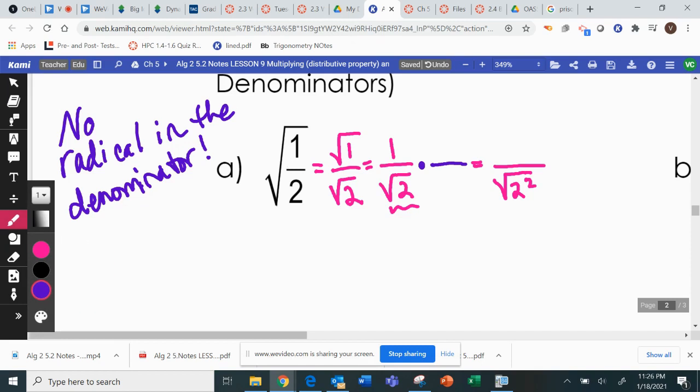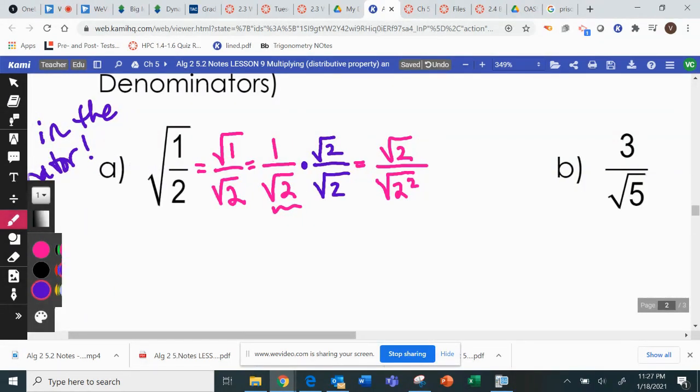So we say, what times square root of 2 gives me square root of 2 squared? Well, that would have to be a second square root of 2. That's how I square it and multiply by itself. So if I do it on the bottom, I have to do it on top as well. Multiply straight across, and I get 1 times square root 2, which is square root 2. On the bottom, square root of 2 times square root of 2, which is square root of 2 squared. So again, this is multiplied by a value of 1.